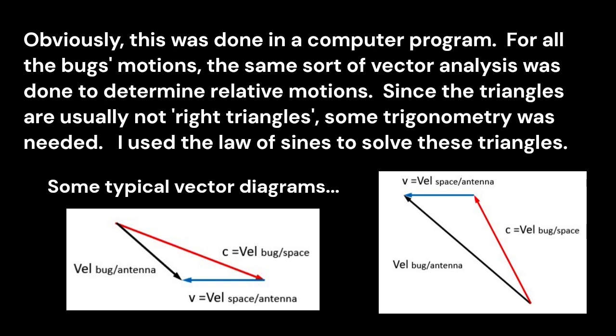Since the triangles are usually not right triangles, some trigonometry was needed, and I used the law of sines to solve these triangles. Here's an example for a bug which is moving forward relative to the antenna, forward and rightward, and then returning forward and rightward with a higher velocity relative to the antenna. C, the velocity through space, is constant, always constant for every bug.